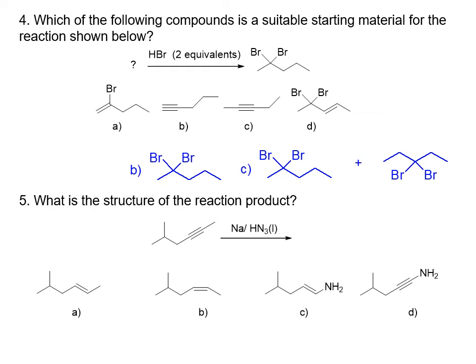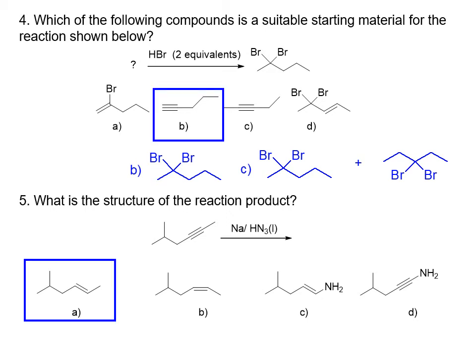Next question, what is the structure of the reaction product? And now we have an internal alkyne. Reaction of that internal alkyne is with sodium in liquid ammonia. That's a dissolving metal reduction. And dissolving metal reduction results in reduction of an alkyne to the corresponding trans alkene. So the triple bond is reduced to a trans double bond. When we consider the four possible choices, that's compound A.